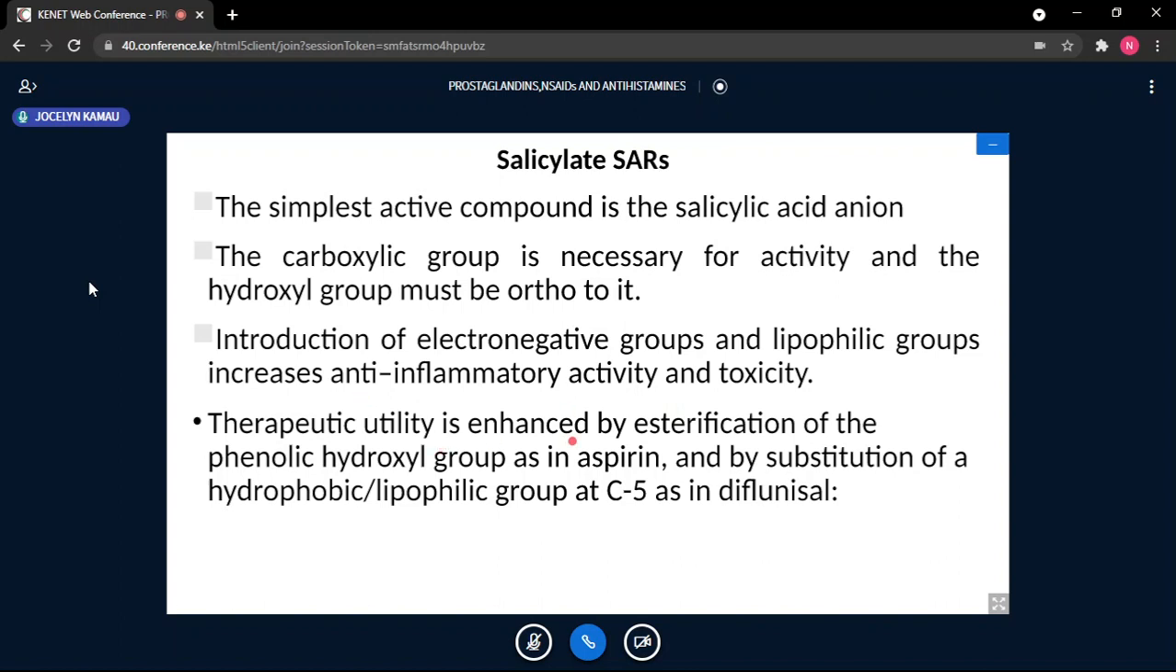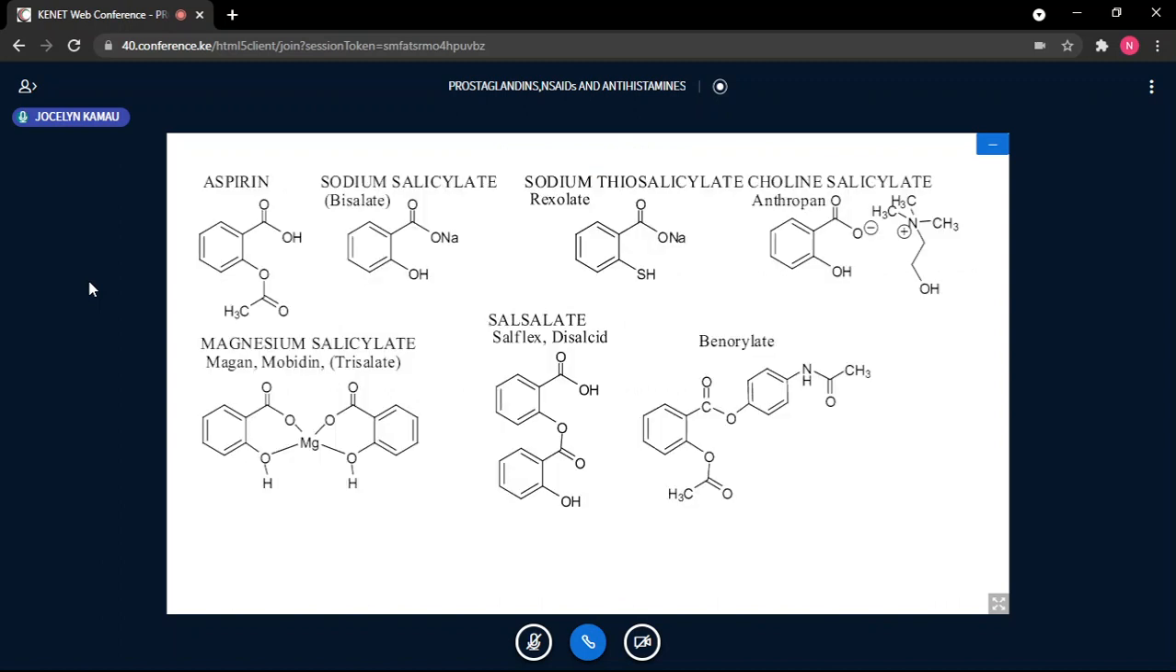Therapeutic utility is enhanced by esterification of the phenolic hydroxyl group as in aspirin, and by substitution of a hydrophobic, lipophilic group at carbon 5 as in diflunisal. So that was just following on the earlier point, where now we are very specific. We do have examples. Now we look at the examples of these drugs.